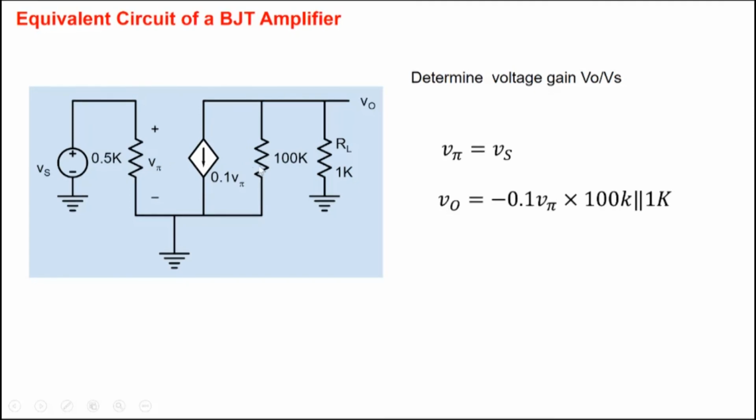This current source flows through a parallel combination of 100K and 1K. So V0 equal to minus, because the current is flowing like this here, right? So this would be minus 0.1 V pi times 100K parallel 1K. And V pi is Vs. So V0 by Vs is approximately minus 0.1 times 100K parallel 1K. 100K parallel 1K is about 1K. 1K multiplied by 0.1, 10 to the power 3 into 0.1, so it's about 100, so the voltage gain is minus 100 approximately. You can of course compute the exact value also if you want.